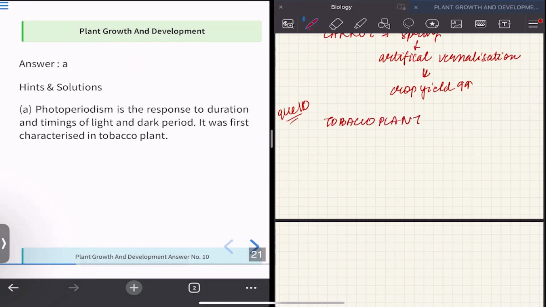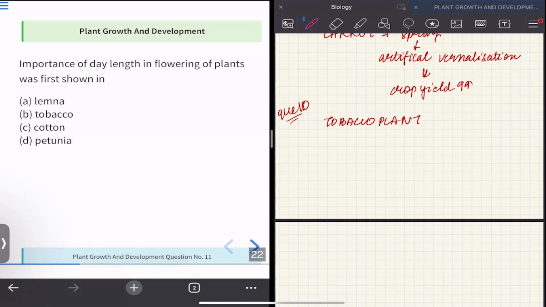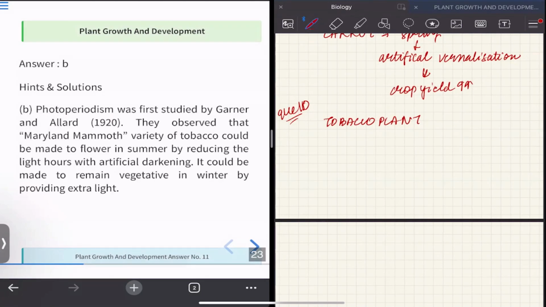So next question we have the importance of day length in flowering of plants. So importance of day length is also the other name given for photoperiodism. So photoperiodism in flowering of plants was first shown in which plant? We just saw that it was tobacco, and it was first studied by which scientists? It was studied by Gardner and Allard in 1920.